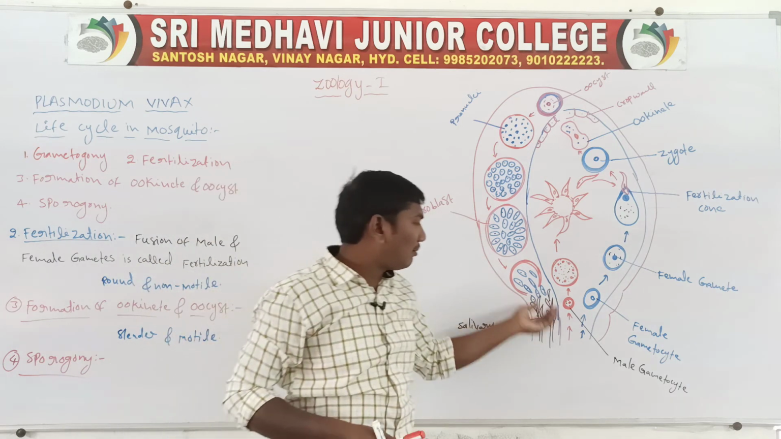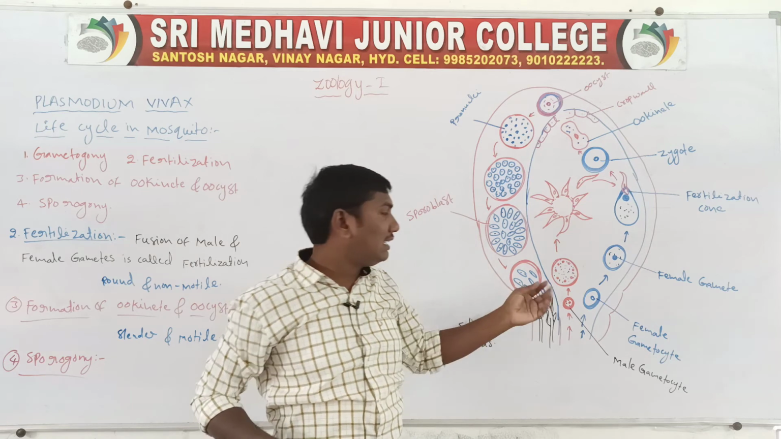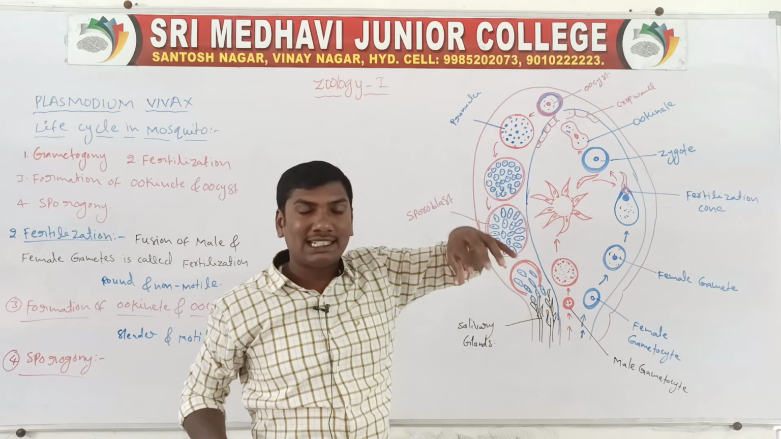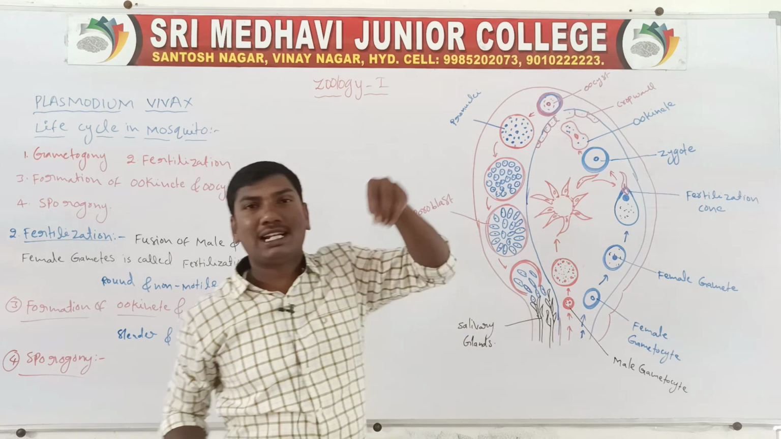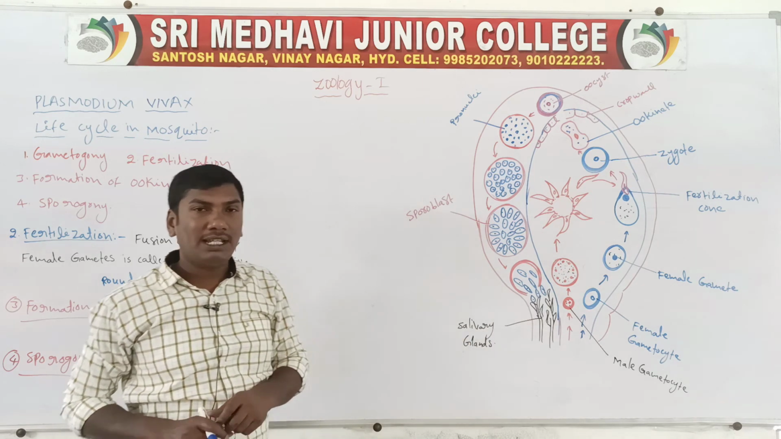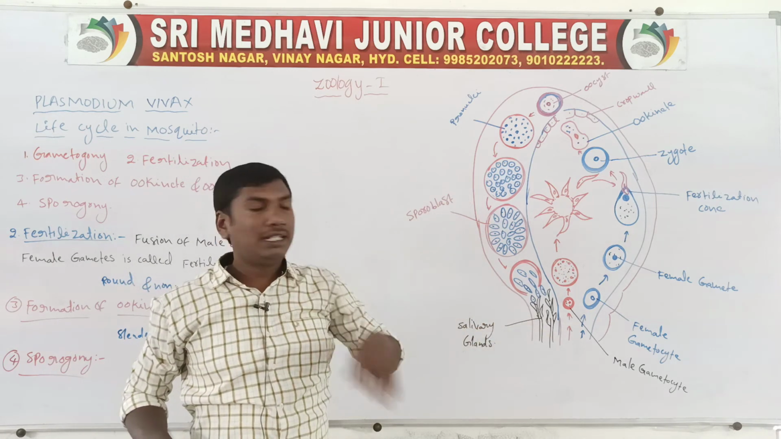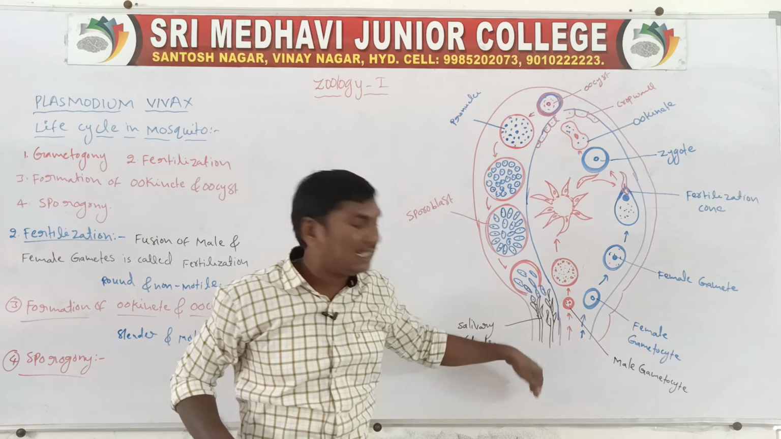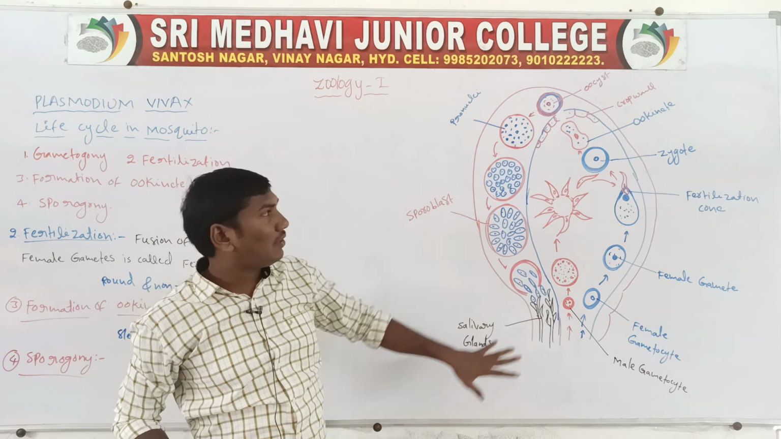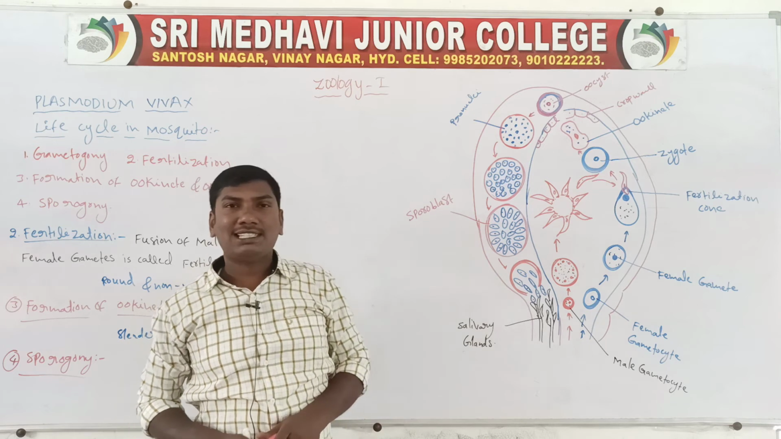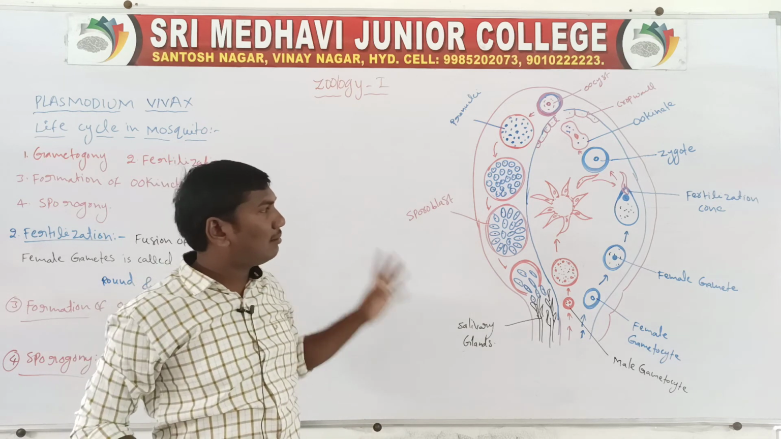Next one, these migrate from the salivary glands to the hemocoel, reaching the blood circulation, and then to the salivary glands of the mosquito. So this mosquito bites a new human being. Through the saliva, sporozoites enter into another human being. This is the Plasmodium life cycle in the female Anopheles mosquito.